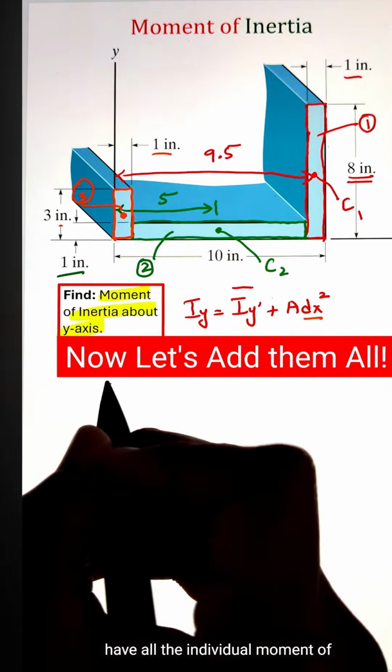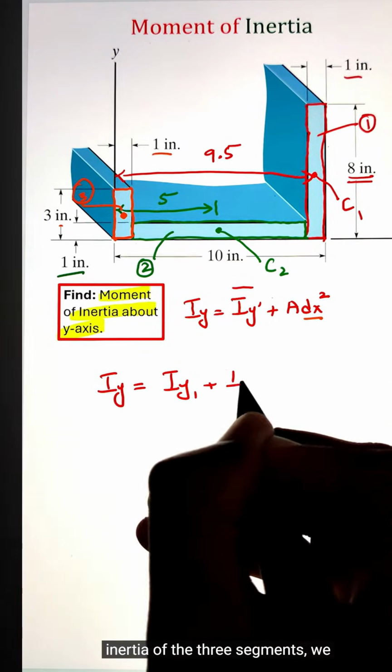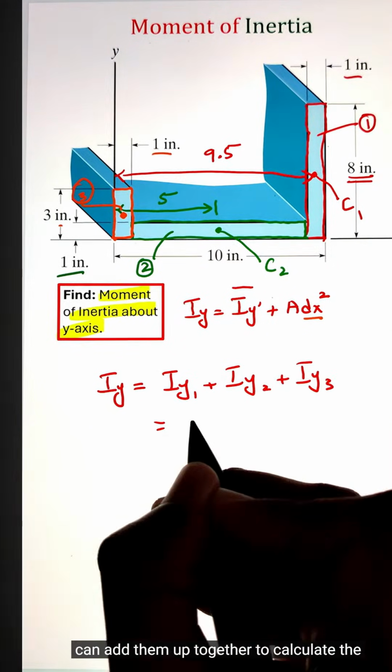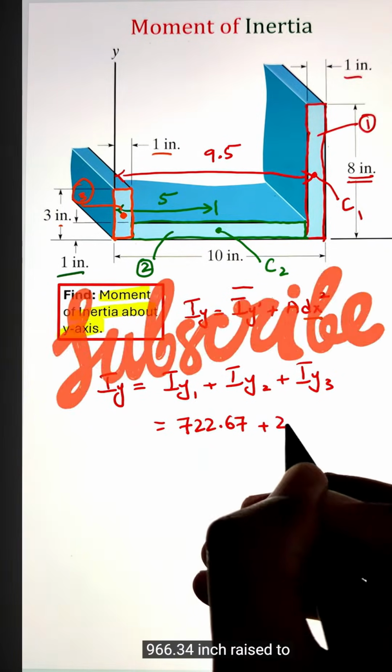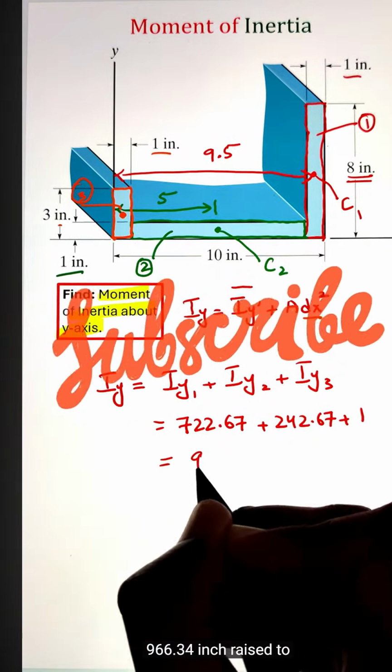Now, once we have all the individual moments of inertia of the 3 segments, we can add them up together to calculate the total value, that is coming 966.34 inch raised to power 4.